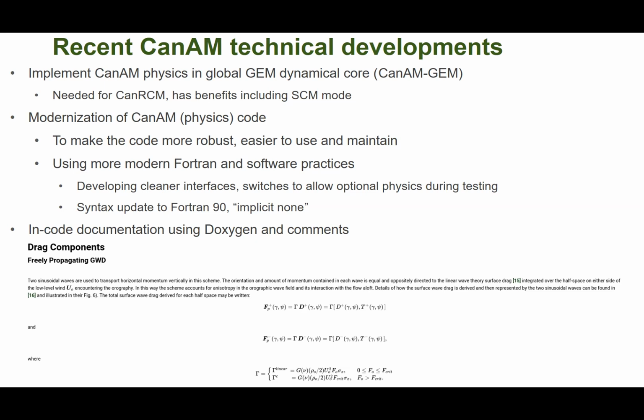And on the bottom here, I just have an example that John Scinocca added for his gravity wave drag parameterization, where this documentation that you see at the bottom is automatically generated by Doxygen based off information that John has added in line with his code. So it can be quite useful if you're trying to look at particular parameterizations.